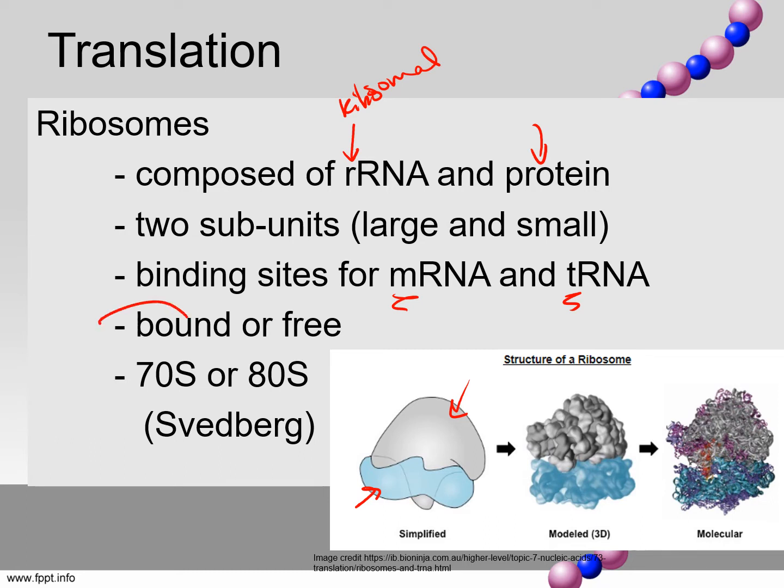Ribosomes can be bound or free. Bound ribosomes are bound to the rough ER, and these are the guys that make the proteins that are excreted out of the cell. Our free ribosomes make proteins that stay in the cell.